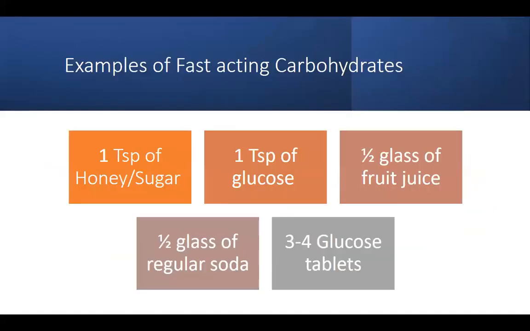So let's give examples of what we consider to be 15 grams of fast-acting carbohydrates. It could be 1 tablespoon of honey or sugar. It could be 1 tablespoon of glucose. It can be half a glass of juice that is readily available, or regular soda. Or if you have carbohydrate tablets available, then you can use those. So any of these, they should always have.